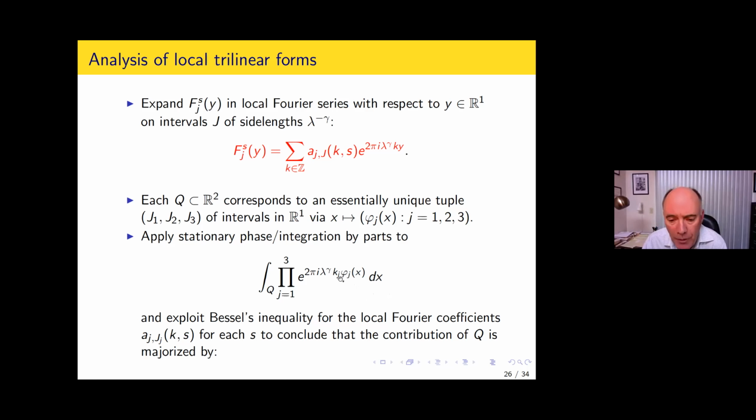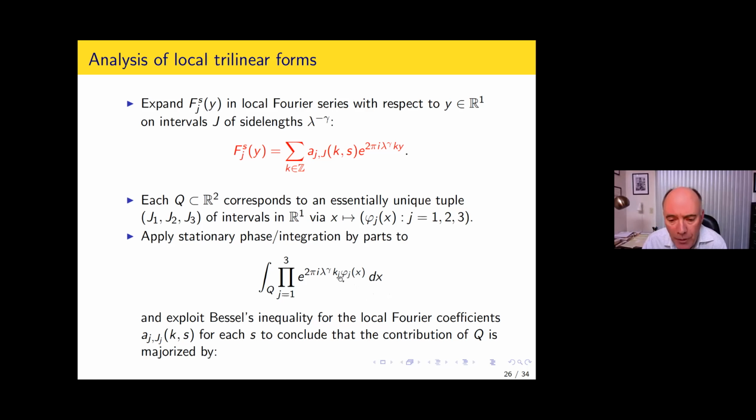And then we can exploit Bessel's inequality. I'm expanding bounded functions in Fourier series, so I have little L2 type bounds of the Fourier coefficients, and we can plug those bounds in, and we can conclude that the contribution of a cube Q is majorized by an integral with respect to the extra parameter S of a threefold product of powers of L infinity norms of the coefficients.